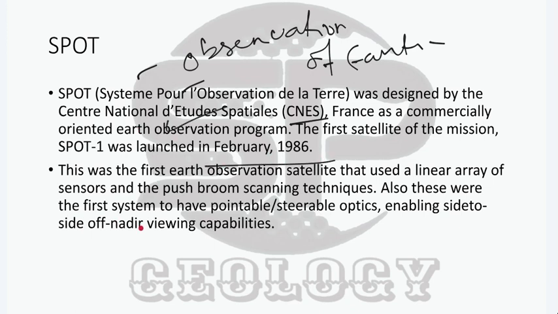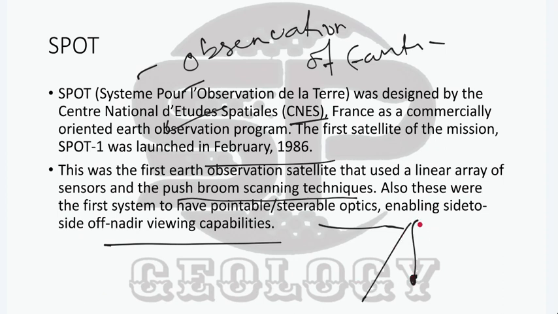Okay, first started February 1986. This is the first observation satellite that used a linear array of sensors, the push broom scanning technique. Also, these were the first system to have pointable and steerable optics, enabling side to side off-nadir viewing capacity. Means this is nadir. This can also see here. This can also see here. Okay.